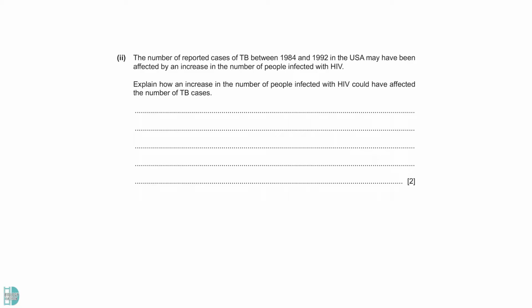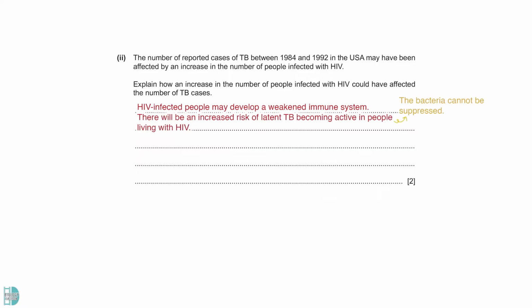2. Explain how an increase in the number of people infected with HIV could have affected the number of TB cases. HIV is an infection which leads to a weakened immune system. When a person's immune system is not as effective, there will be an increased risk of latent TB becoming active. This is because the bacteria cannot be suppressed efficiently by the immune system.